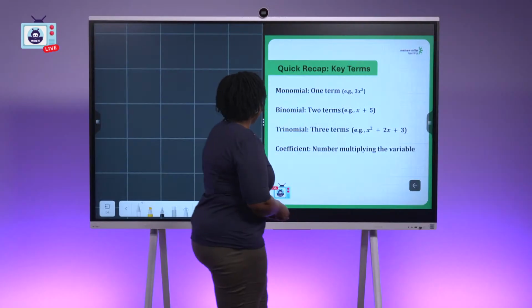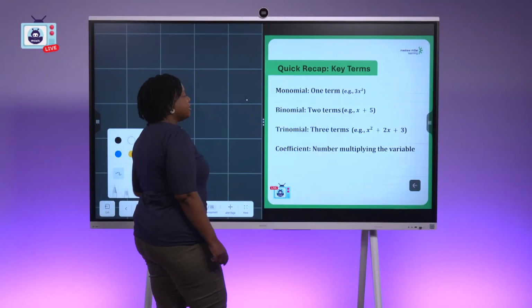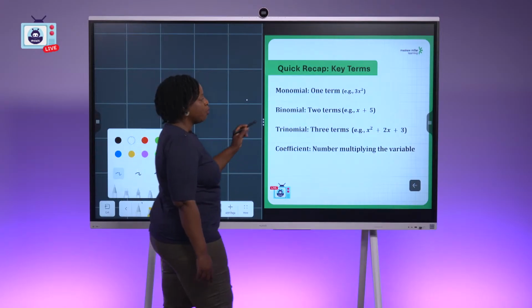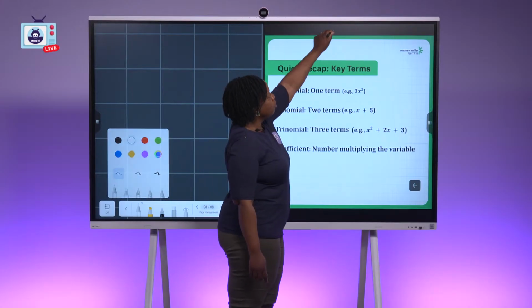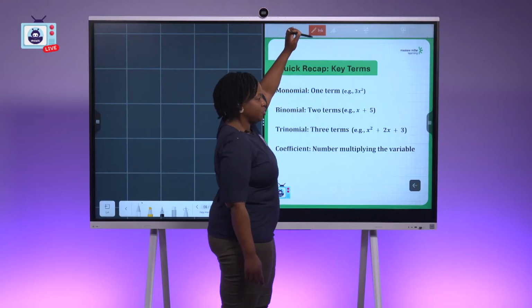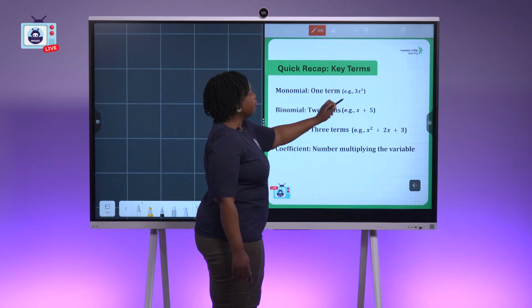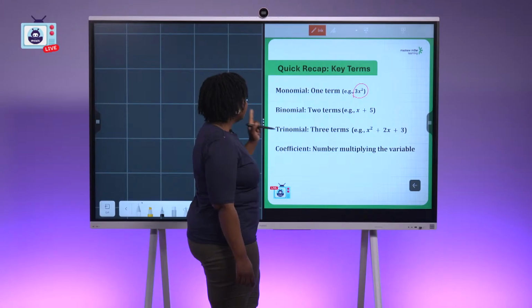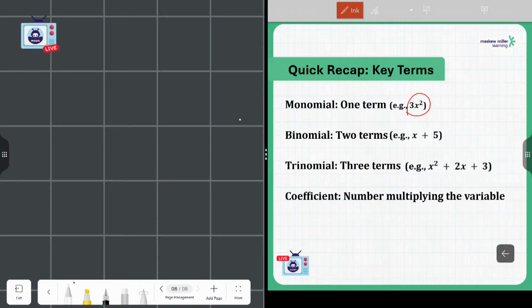Okay, so let's do a quick recap. Last time we worked with algebraic expressions where we spoke about monomial, mono means 1. Do you remember that? We were saying if you have a term that is just 1, like 3x squared, that means monomial. Then we have another one that we spoke about, binomial, and bi means 2. So you can just remember and recall those values.